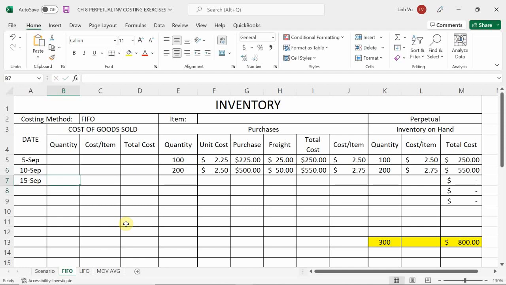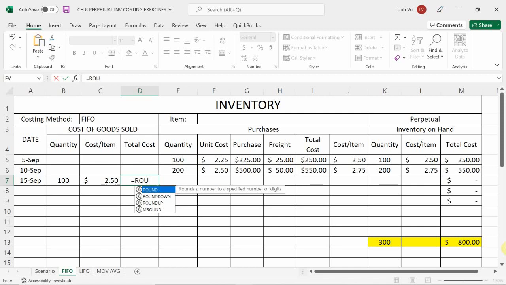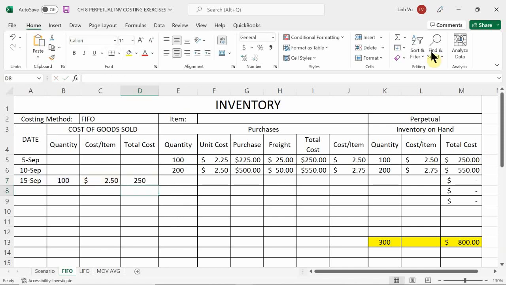In this case, I can't do 120. I can only do 100. And what cost is that? 250. Again, I'm going to do my equal round because I want rounded numbers here. In this case they're all rounded numbers, but I just want to be consistent with my formula. Yes, 250. So that was my first 100.